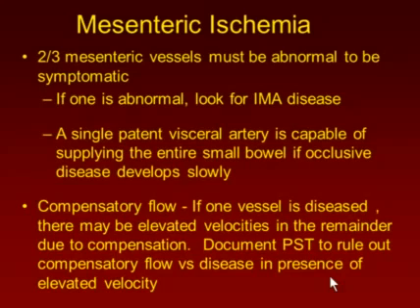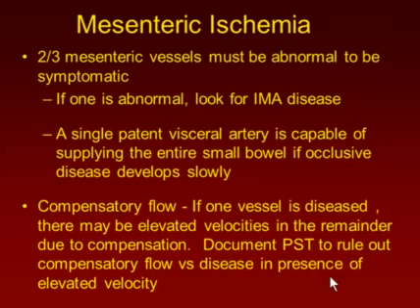2 of the 3 mesenteric vessels, celiac, SMA, and IMA, must be abnormal for that patient to be symptomatic. If one is abnormal, you have to really try hard to find that IMA and look for any disease, especially if the patient is symptomatic. A single patent visceral artery is capable of supplying the entire small bowel. So if that occlusive disease develops slowly, patients can be asymptomatic with only one vessel really supplying it.